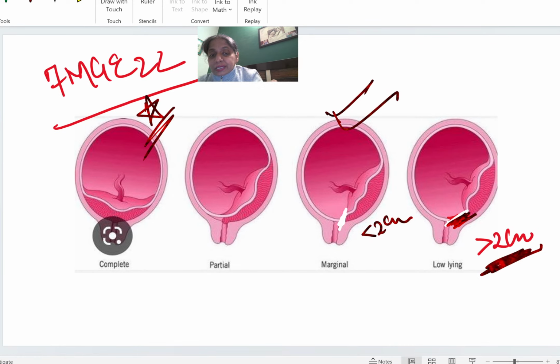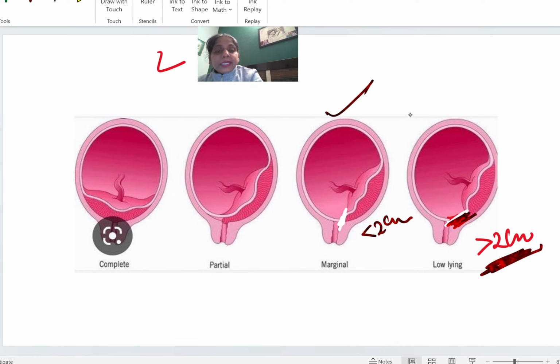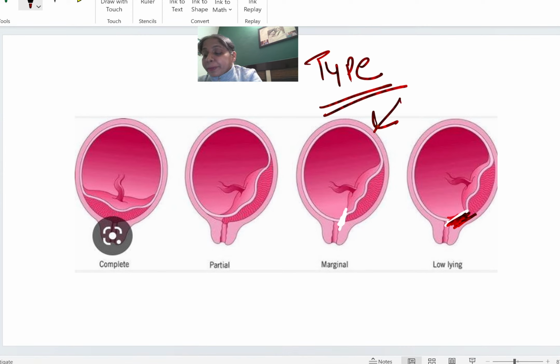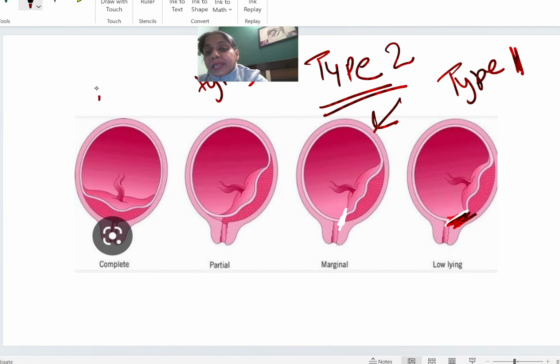Okay. These placentas. What is this type of placenta? Write down in the chat box, what is the type of placenta? Yes, this is marginalis. This is type 1, this is type 2, this is type 3, and this is type 4. So this is type 2.